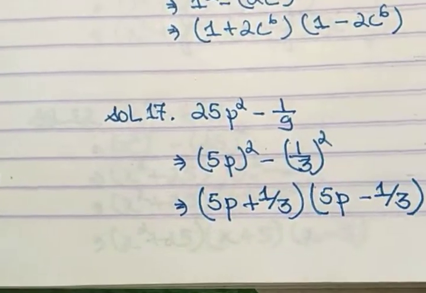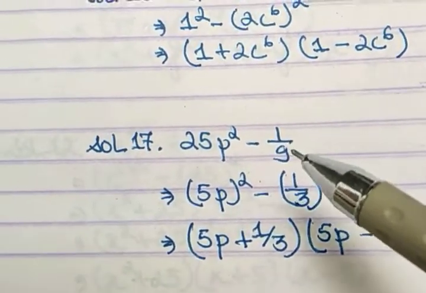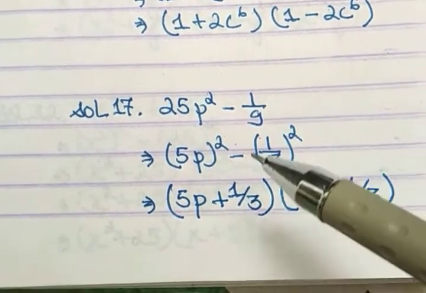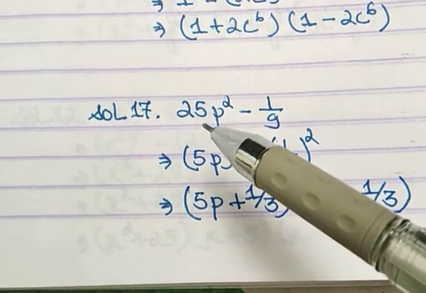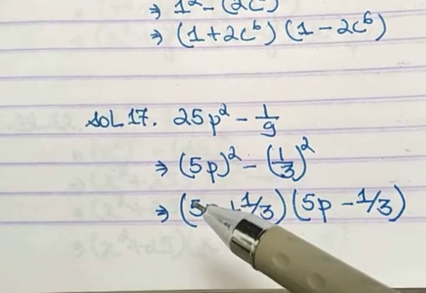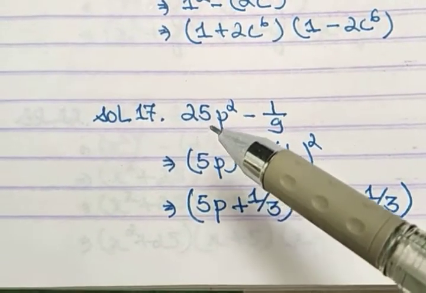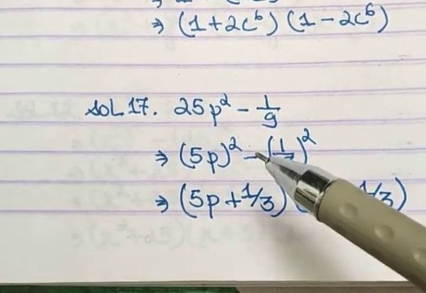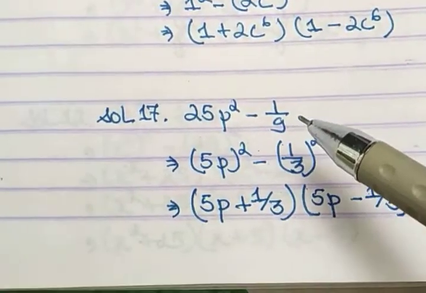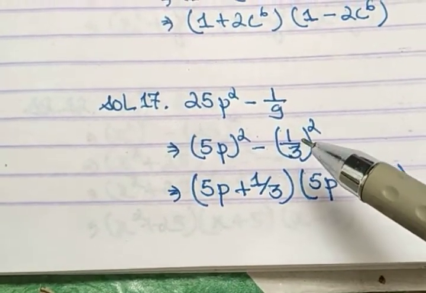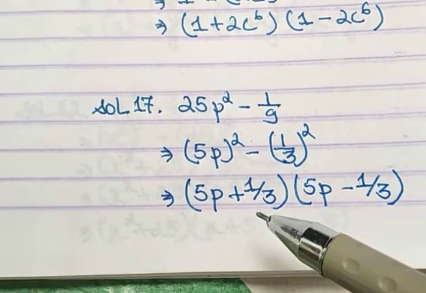Now for this one, I have chosen one fractional form as well. I've got one term in fractions. So see, what I have is 25p square. Now I know 25 is a constant term, a perfect square of 5, so I can write it as 5p whole square, isn't it? Minus, for 1 by 9, can I write it as 1 by 3 whole square?